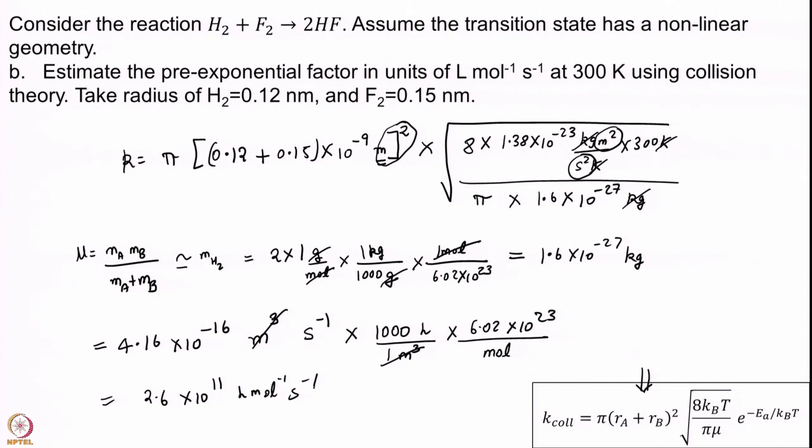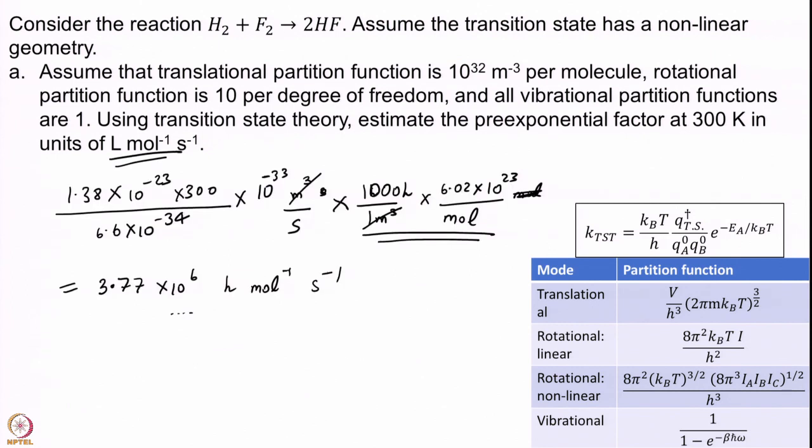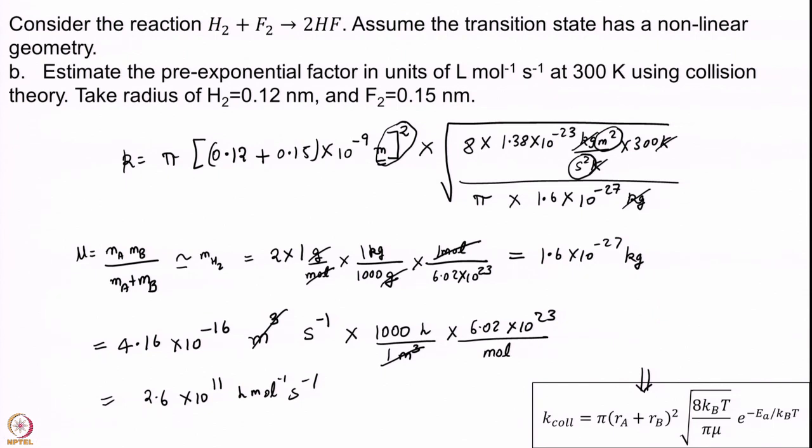Okay. So, these are numerics, but one point I want you to now notice: notice what we got out of transition state theory, roughly 4 into 10 to the power of 6. Now, notice what I have got out of collision theory. 10 to the power of 11, 5 orders of magnitude more. So, does that make sense? This is not really written as a problem, but now you know transition state theory, you now know collision theory. Can you explain this?